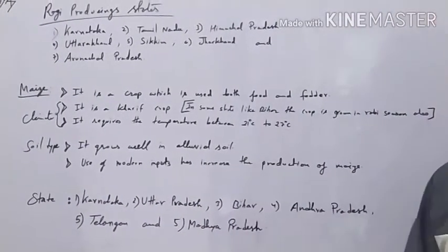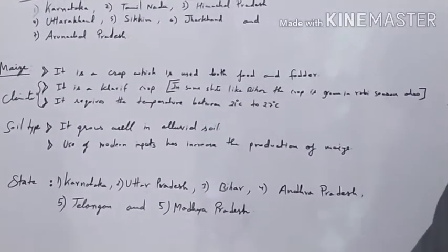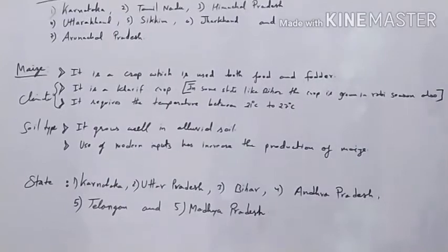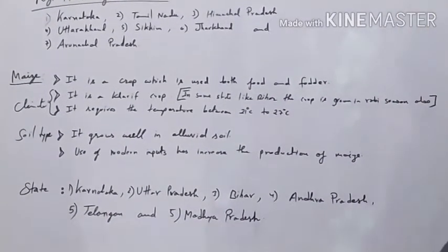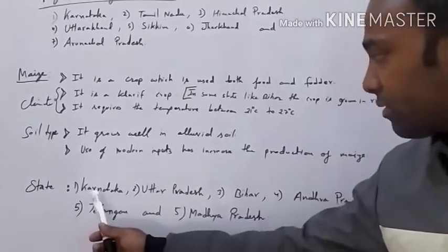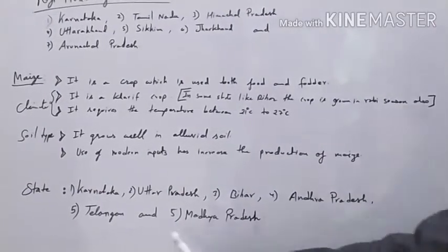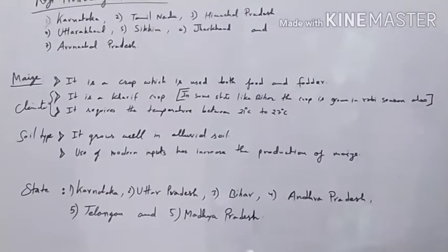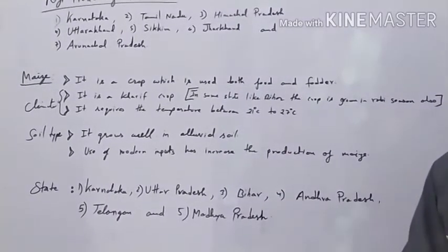Now, modern inputs like fertilizer and high-yielding variety of seeds have increased the production of maize. Now, when we talk about the states where it grows, let us understand that also. Maize is mostly grown in Karnataka, Uttar Pradesh, Bihar, Andhra Pradesh, Telangana, and Madhya Pradesh. So you can see these are the places where maize is grown.